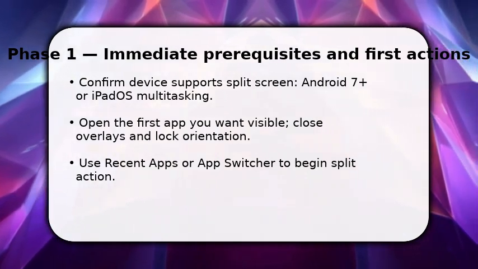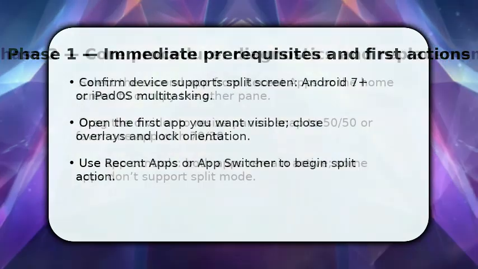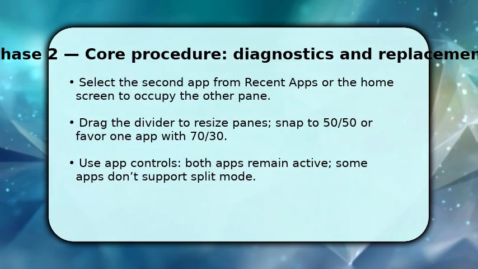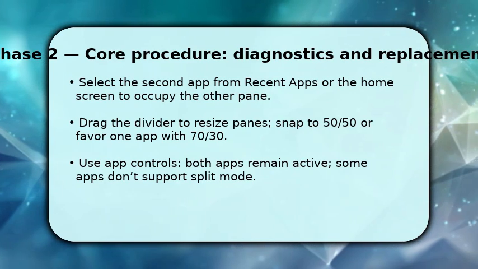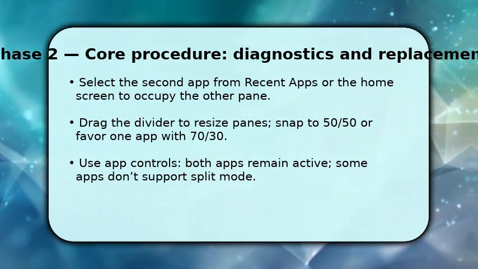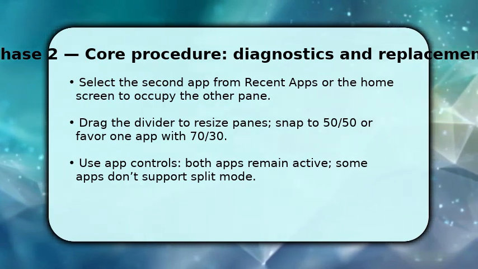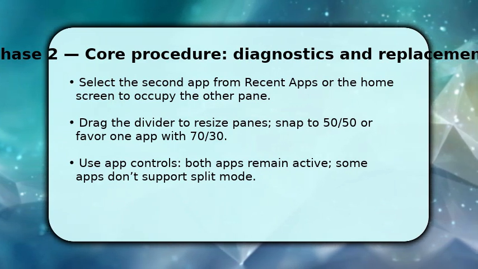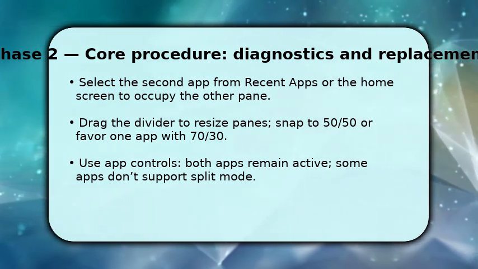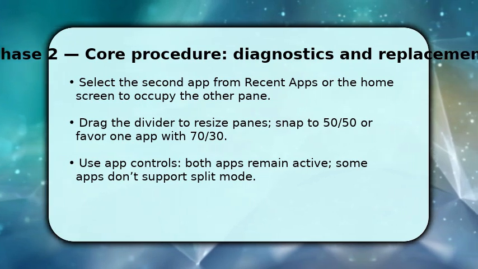Once the first pane is set, choose the second app. Tap it from recent apps or select from your home screen. It should open in the opposing pane instantly. Now adjust the divider. Drag to resize to 50/50 for equal use, or favor one app with about 70/30 when you need more space. You can also swap panes by dragging an app icon between them.